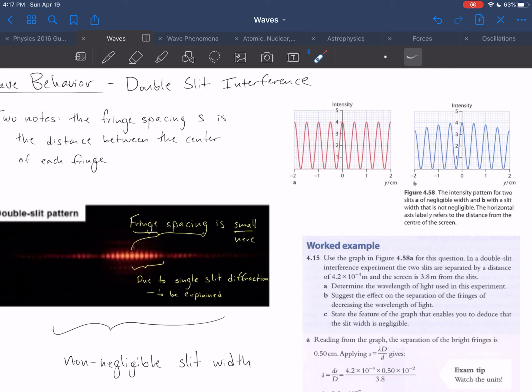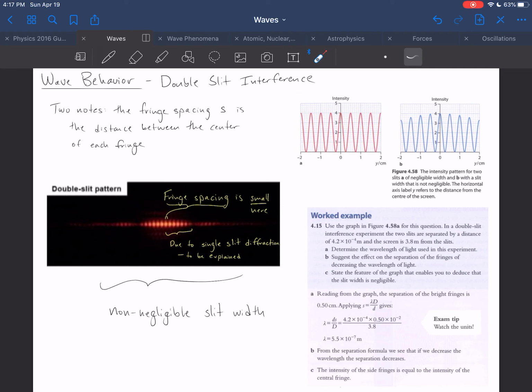So you can see here that the fringes don't maintain the same brightness as you go further out. They drop off a little bit. And although the pattern is due to the non-negligible slit width, the fact that it gets less bright as you go further out is due to conservation of energy. So you can't have infinite brightness at every point. So just be aware of that.